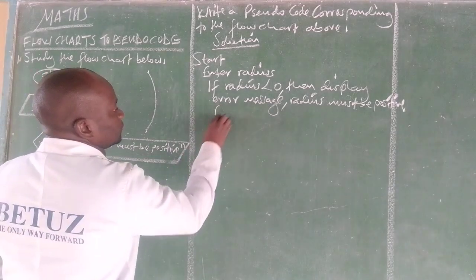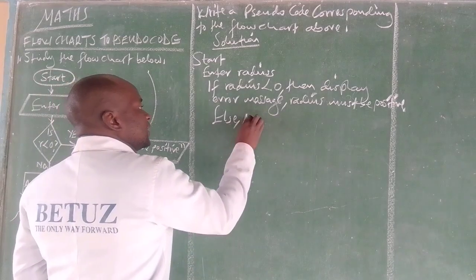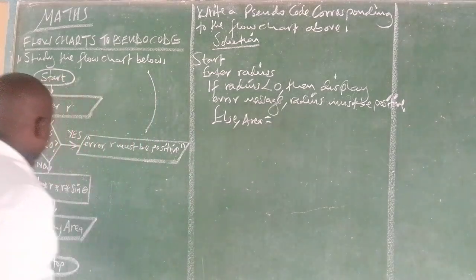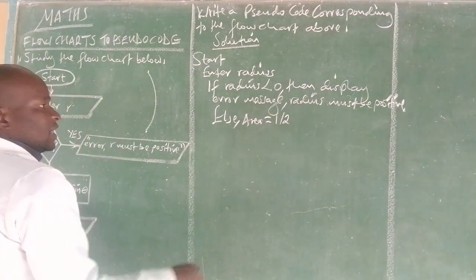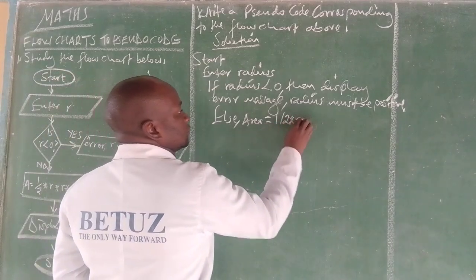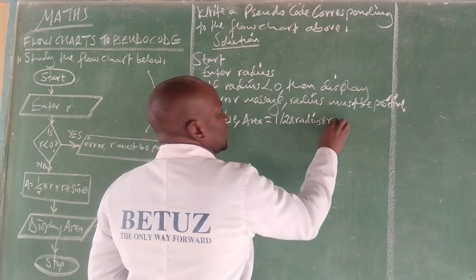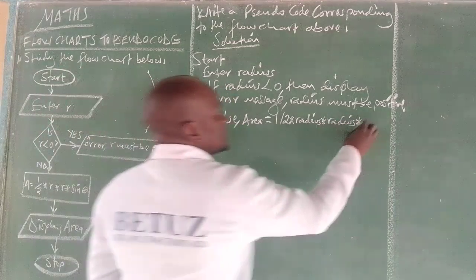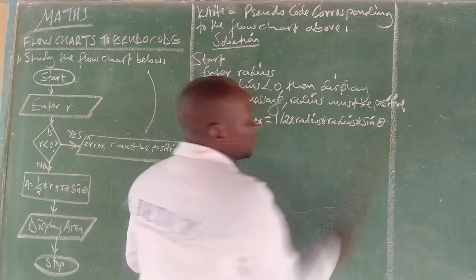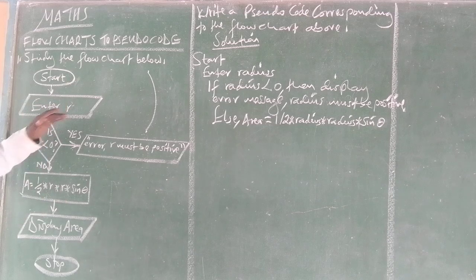So you're saying else, meaning no. So you write the formula: else area is equal to 1 over 2 star radius star radius star sine theta. So this is just the formula which is being used here, or what we are calculating here.